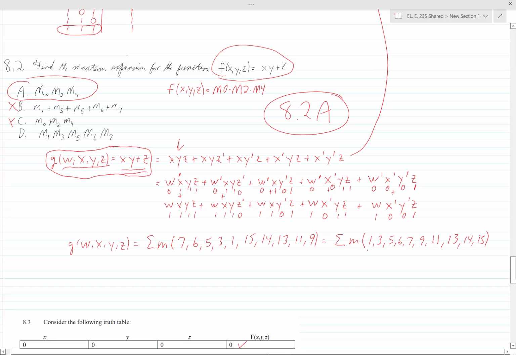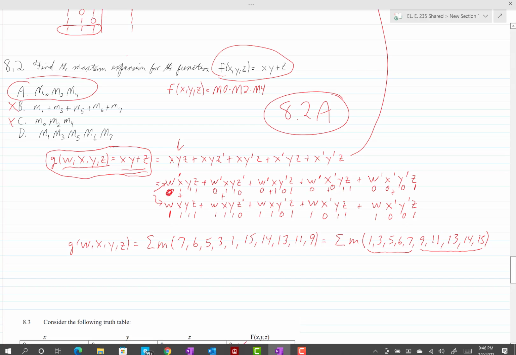So we have 1, 3, 5, 6, 7. Indeed, we have those. But we also have 9, 11, 13, 14, 15. And notice that 9 is 1 plus 8, 11 is 3 plus 8, 13 is 5 plus 8, 14 is 6 plus 8, 15 is 7 plus 8. The reason for that, of course, is that each time all we've done is AND what we originally had with W prime, but also with W. So in one case, we get a 0 right there and then a 1. And so that second number is 8 larger than the first number. And you can see that happens in each case.